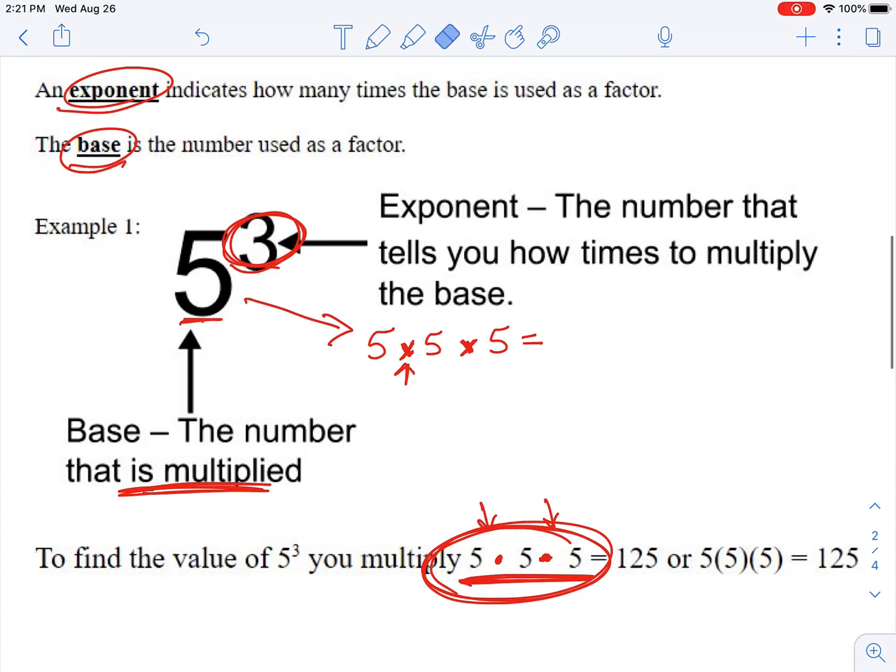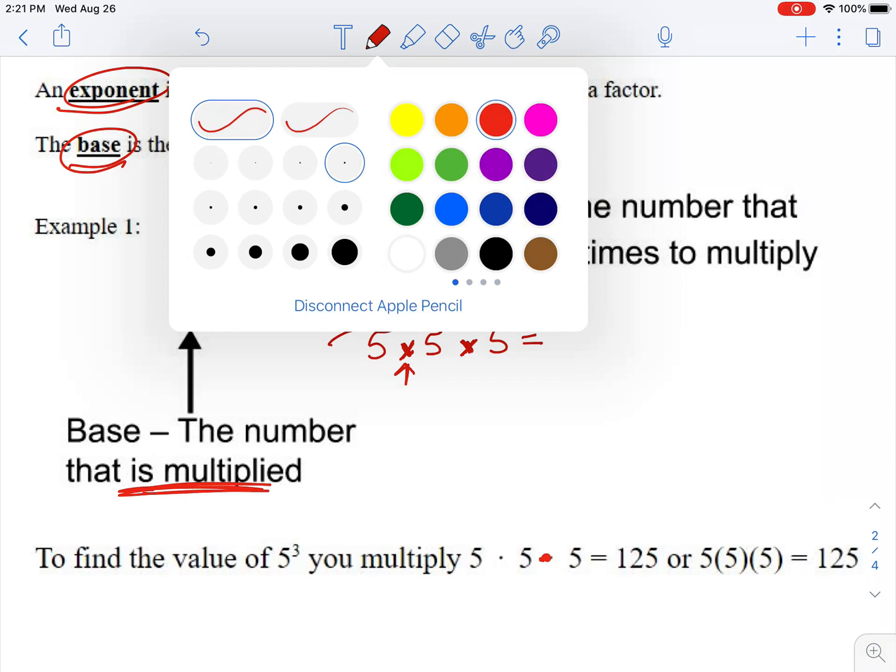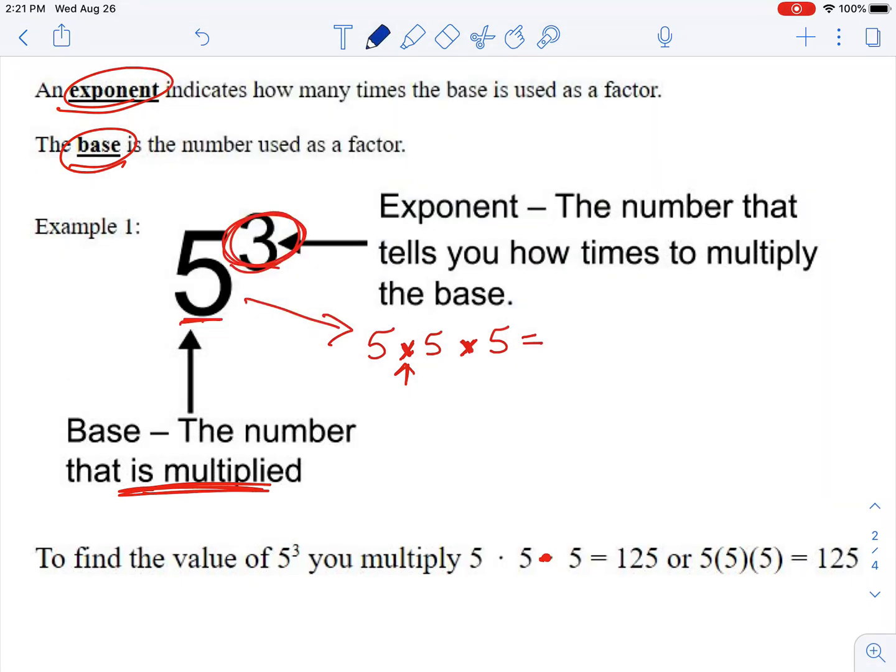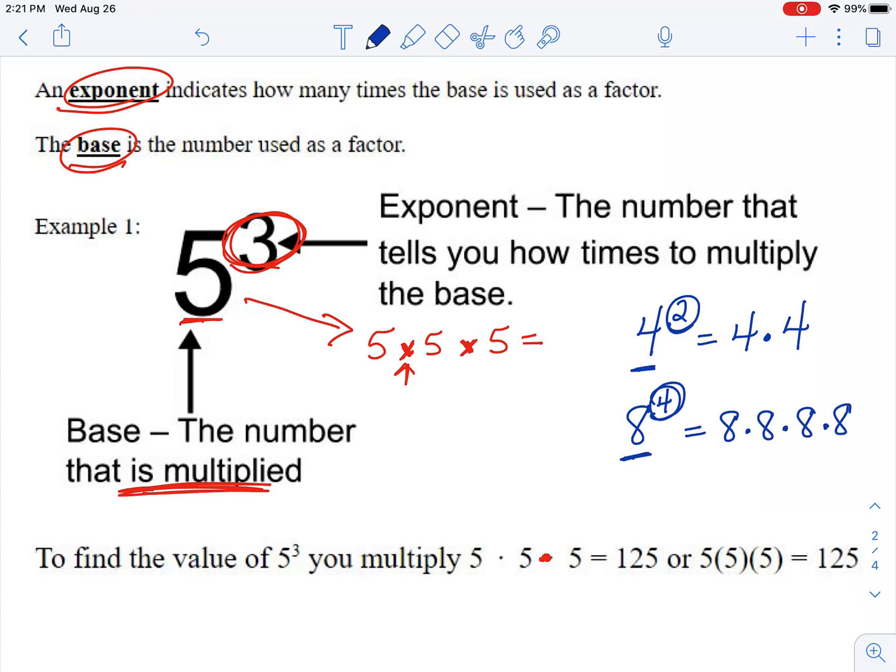Sorry, I'm going to do some more examples right here. So let's say you had 4 to the 2nd power. The 4 is going to be multiplied, and you need 2 of them. So that would mean 4 times 4. If I had 8 to the 4th power, that 8 is what's going to be multiplied, and I need 4 of them. So that would be 8 times 8 times 8 times 8.